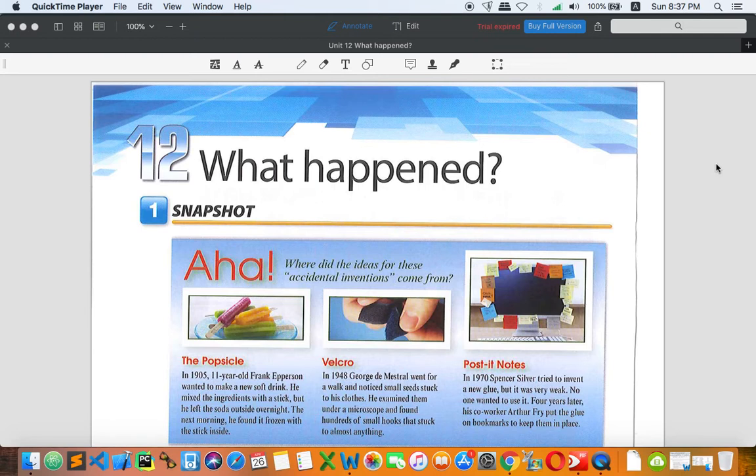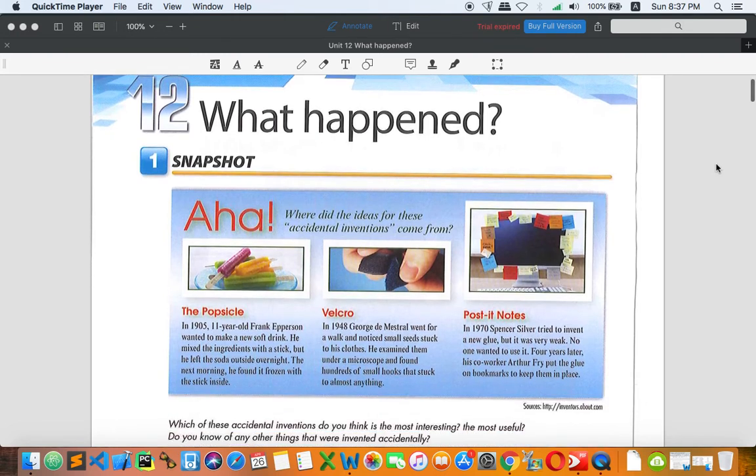Okay, so we're going to start the first activity, which is about the snapshot. If you take a look at the first activity right here, we have the expression aha. When you hear the word aha, something is surprising, right? Something is happening and it is surprising or shocking. And when you hear this kind of expression, you probably feel like, okay, what is it? What is it all about?